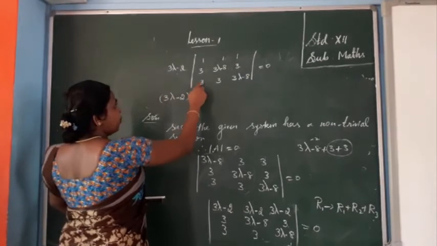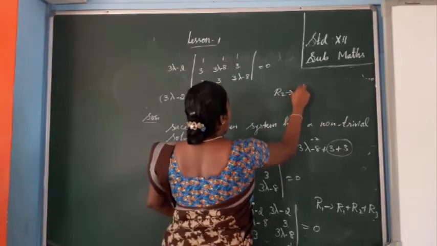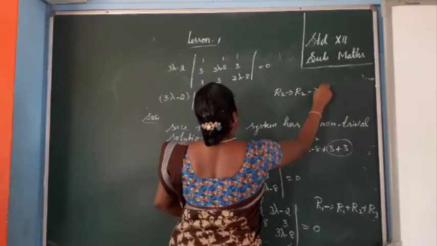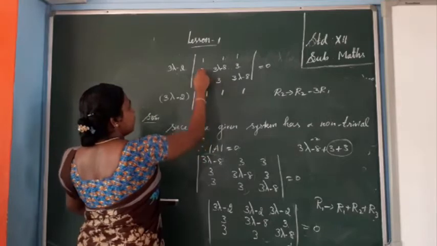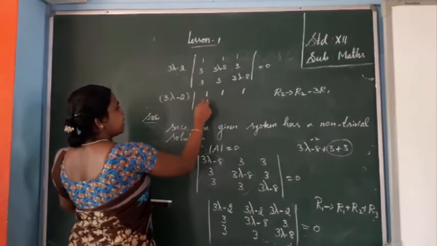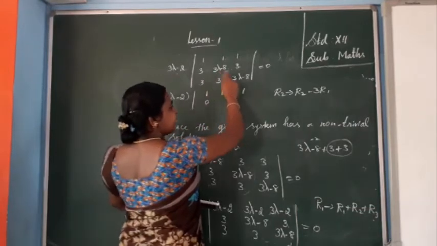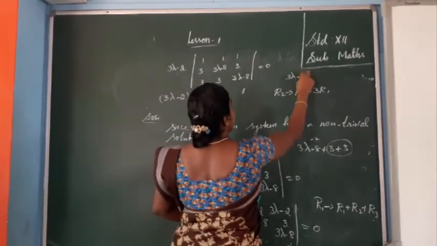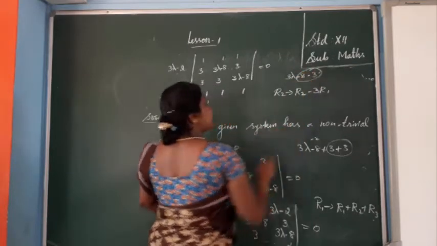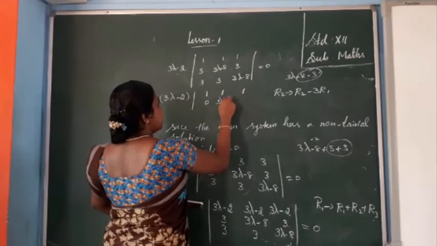So equal to 0. Next, 3 lambda minus 2 into. Again I am going to adjust here. R2 gives R2 minus 3R1. So 1, 1, 1. What do you get? 3. Here also 3 minus 3 is 0. Next, 3 lambda minus 8 is here. 1 minus 3 is there, which means 3 lambda minus 8 minus 3. So minus 8 minus 3 is minus 11. So 3 lambda minus 11.